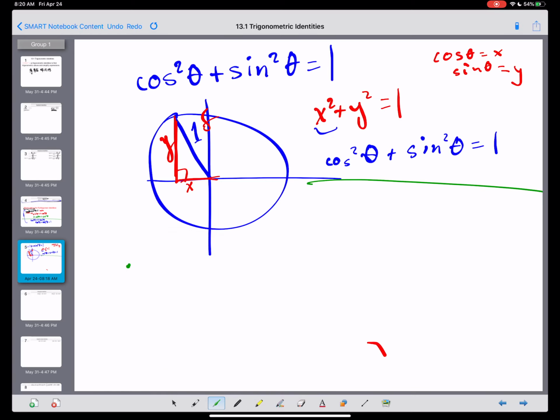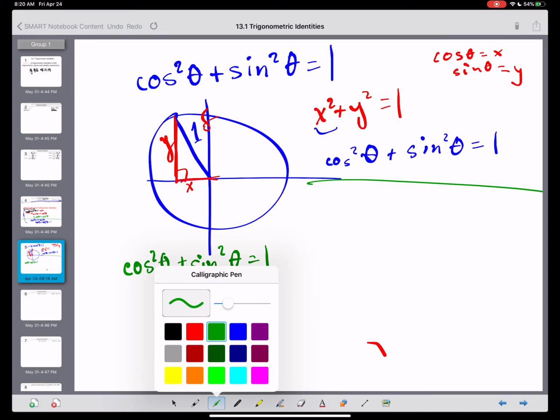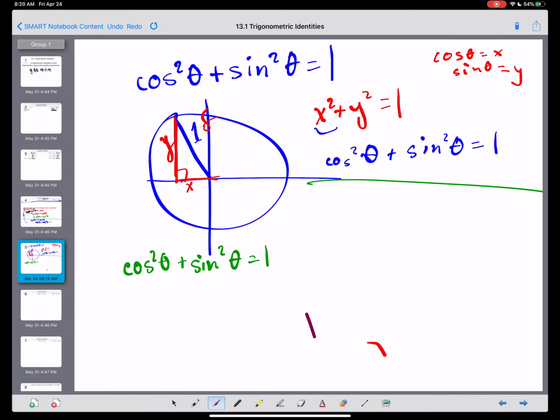Okay. Now, the way that I get the other two identities, for those that are curious, because this is going to come up later on in your future math classes, is if I divide every single thing by, let's say, sine squared theta, right? And I can do that because I'm doing it to every single thing.